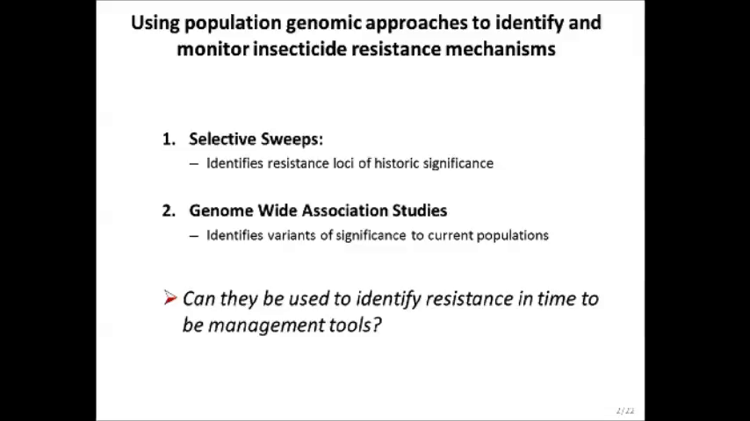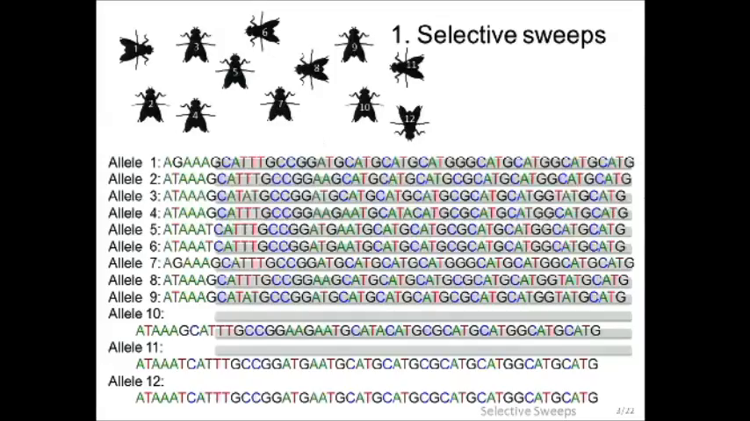And the second method is a genome-wide association study, which is where we try and take that variation and relate it to a phenotype of interest. This has been a very powerful approach in human genetics, and I think it's useful here. So what I hope to convince you is that some of these approaches can be useful in terms of management in the future, as we develop technologies and our approaches.